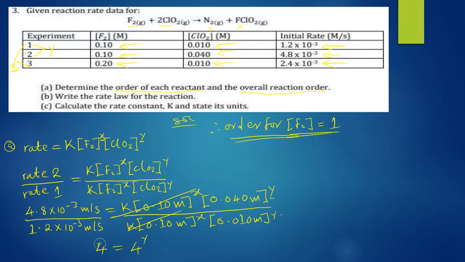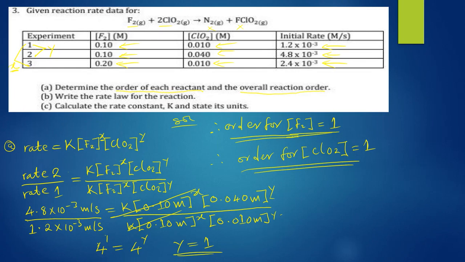And then here, since the bases are the same, you use laws of indices. So here you just have to equate the power, so therefore y is equal to 1. So even the order for y, the order with respect to chlorine dioxide, is 1. So you can write it like that. So the order for this chlorine dioxide concentration is also 1. So that's the answer. So for the order, we're done.